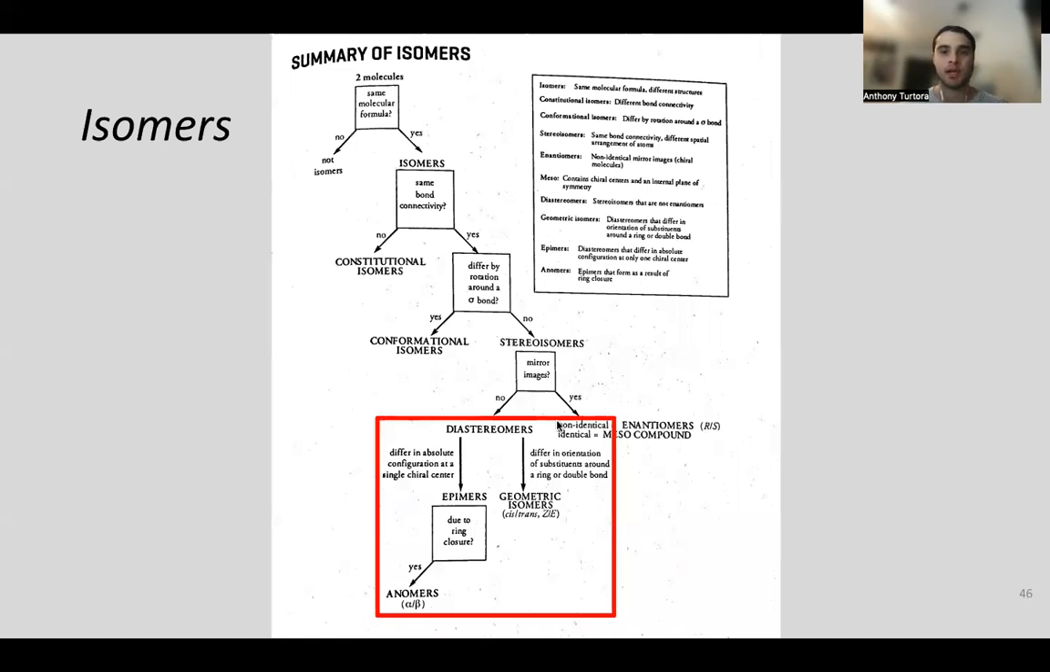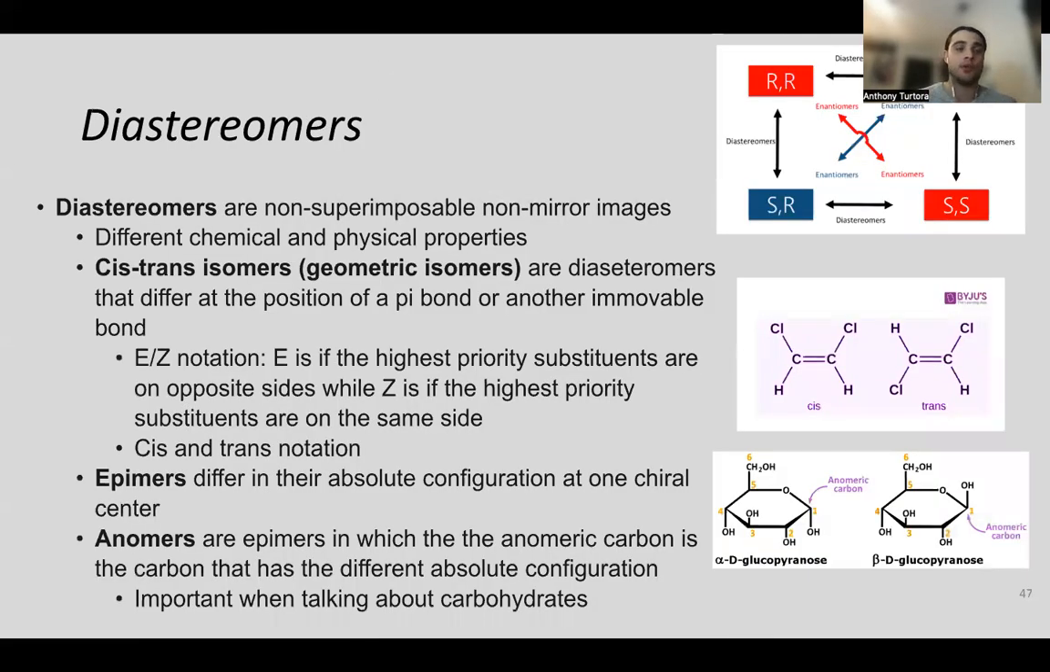So again, here we'll be talking about diastereomers and the different types of diastereomers that we have. We have geometric isomers, we have epimers, and then we have just our regular diastereomers. Diastereomers are essentially just stereoisomers that are not enantiomers. So again, diastereomers are non-superimposable, non-mirror images.